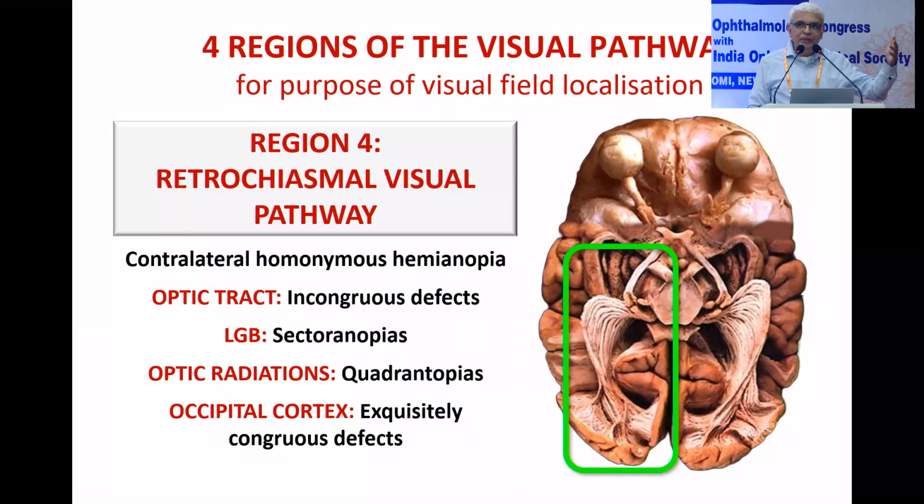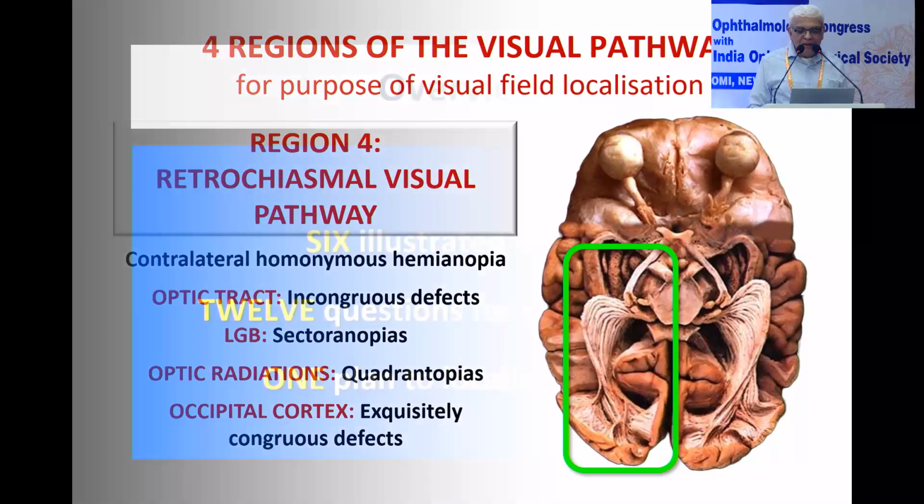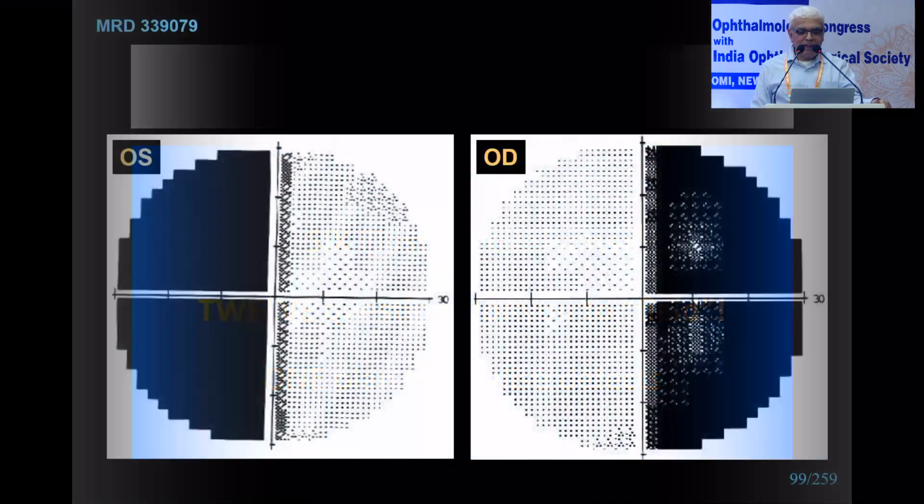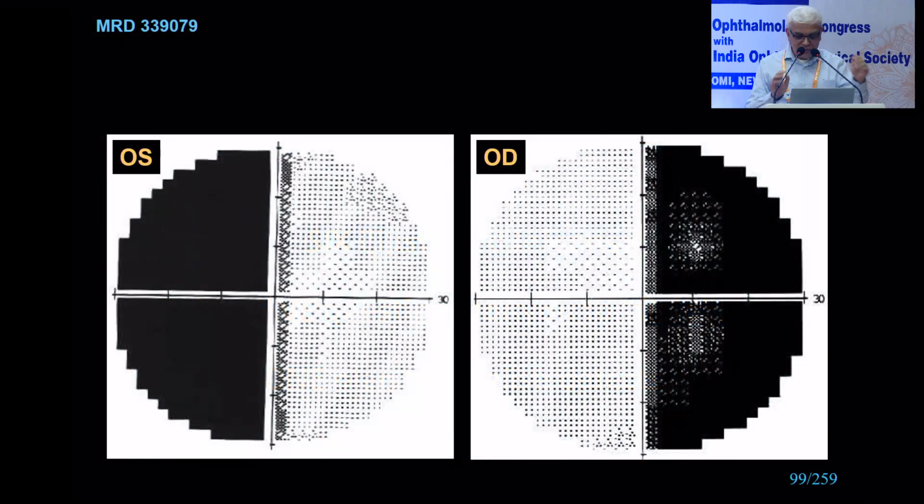For example, optic tract will produce incongruous defects, wherein the hemianopia will be more in one eye and less in the other eye. LGB produces sector anopias, the radiations produce quadrantic defects, and the occipital cortical lesions produce perfectly symmetrical, congruous, homonymous hemianopias. So let's take a look with 12 questions for you to field, pardon the pun, 6 illustrated lessons and 1 final plan, like the ring to tie them all together.